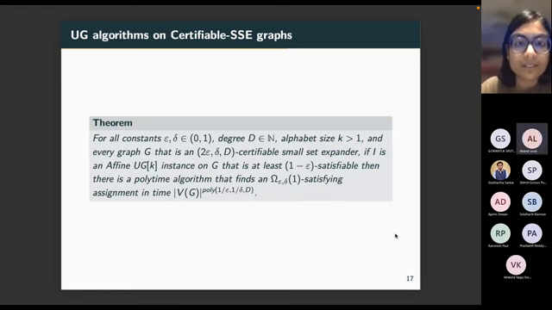Yeah. Because something like BRS would give you 1 minus order epsilon. But the issue is that BRS will take a lot of running time, whereas to solve the unique games problem, it's enough to find a small satisfying assignment.